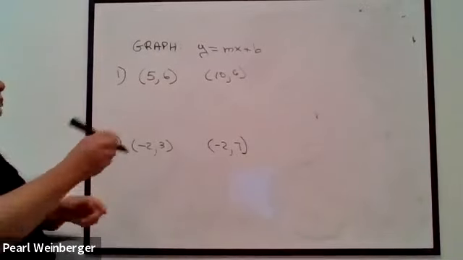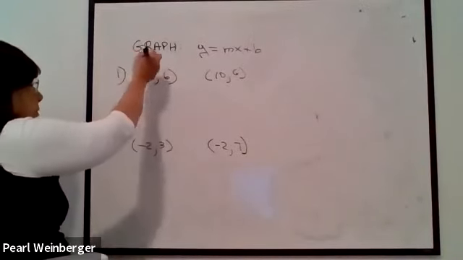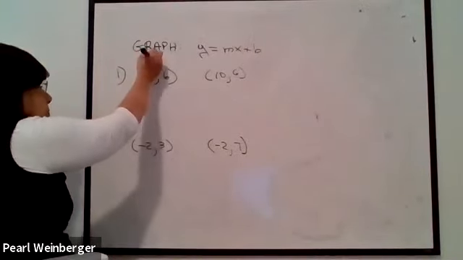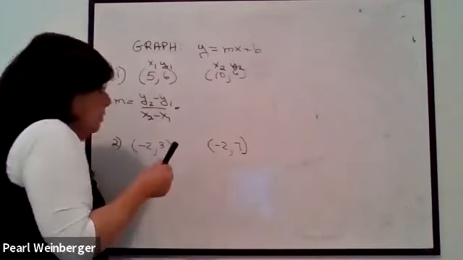Let's look at this first one. Again, I'm going to call one of the points x1, y1. It doesn't matter which I call the x1, y1, and which I call the x2, y2. Just remember to match up the x1 with the y1. And remember, our formula for the slope is y2 minus y1 over x2 minus x1.